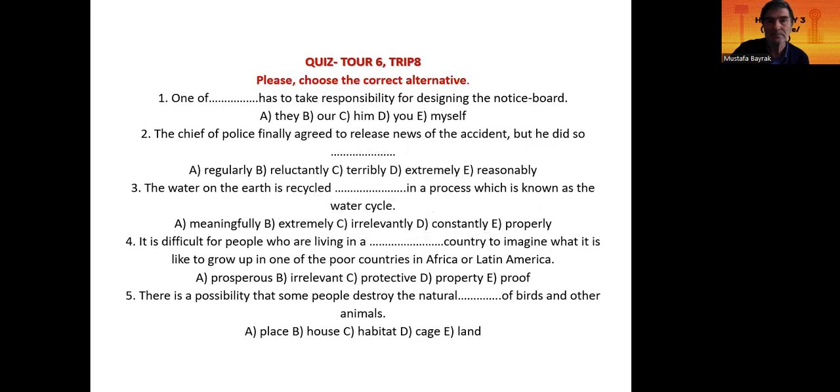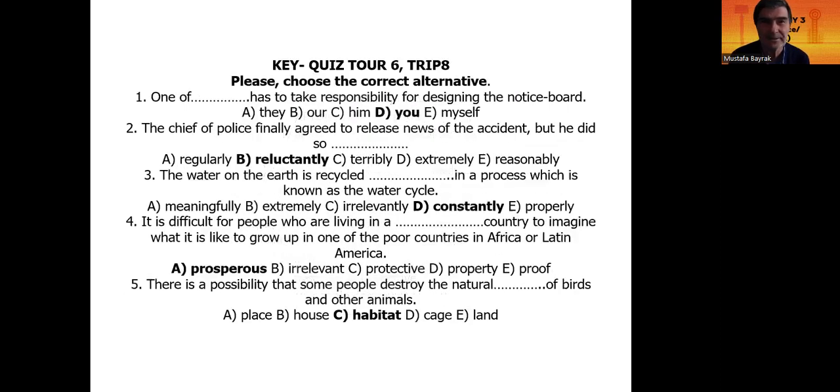Okay, quiz time. Let's do it from the key as well. Now, question 1. One of they, no, impossible. One of our, one of him, no. One of my, no. So these two: one of you, one of us, one of them. One of you has to take responsibility for designing the notice board. 2. The chief of police finally agreed to release news of the accident, but he did so reluctantly, without wanting to.